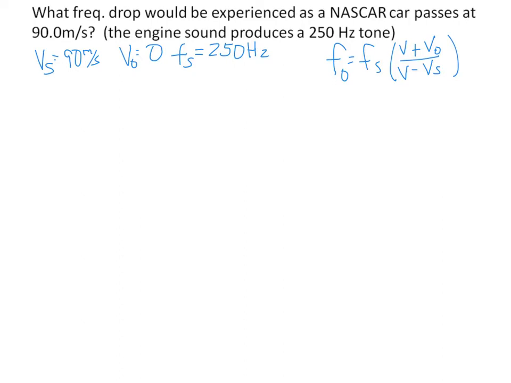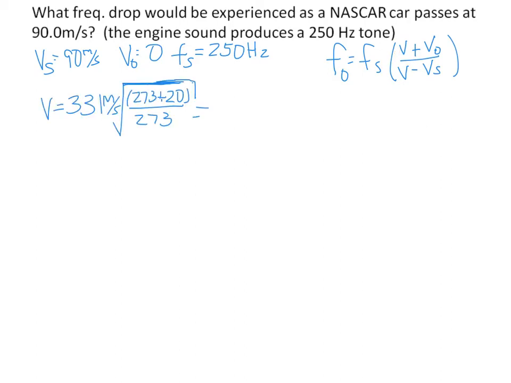I've written down the information. We've got the source, the car, going 90 meters per second. The observer, it doesn't say the observer is moving at all, so that's stationary. We've got the source frequency at 250 hertz, and I've got the Doppler equation right here. So we're ready to go. First thing I notice is I don't know V, this regular V, which is the speed of sound in air. So I've got to figure that out first.